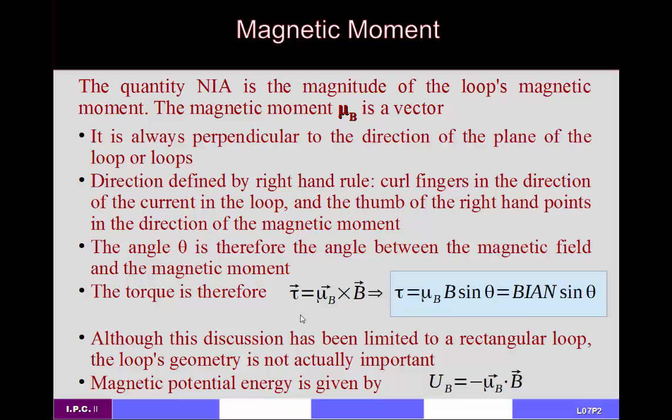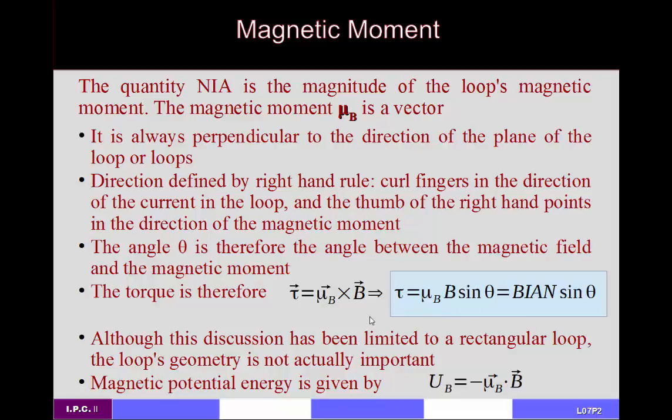And for what it's worth, the magnetic potential energy, the potential energy of this loop within this magnetic field, is negative mu dotted with B. In other words, if you take the cross product between the magnetic moment and the magnetic field, you get the torque. If you take the dot product, you get the negative of the potential energy.